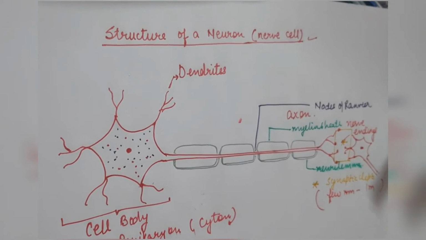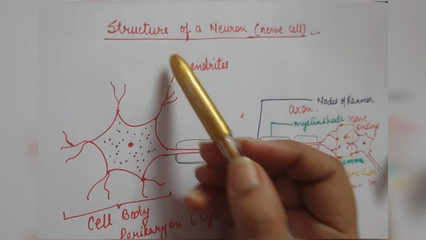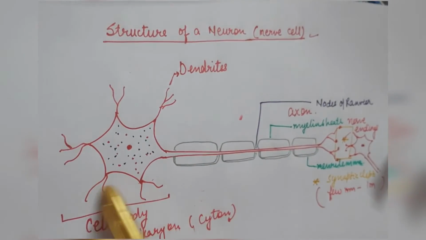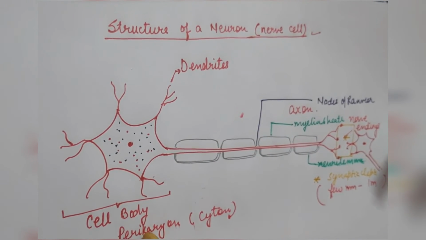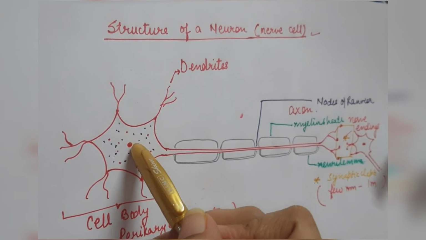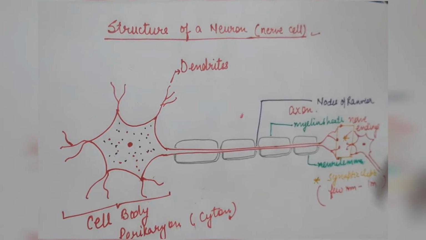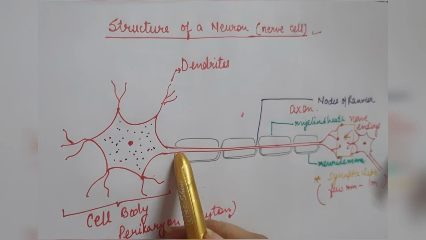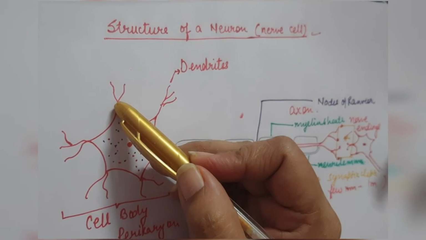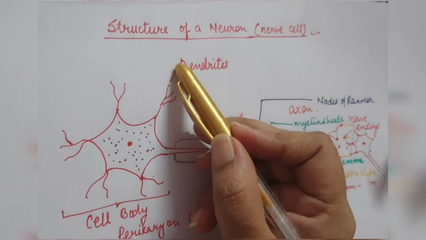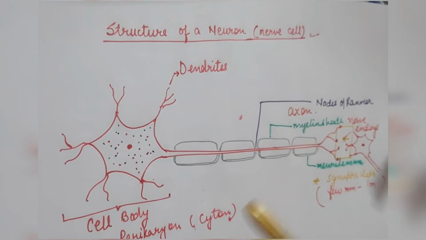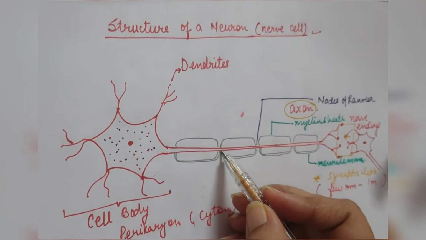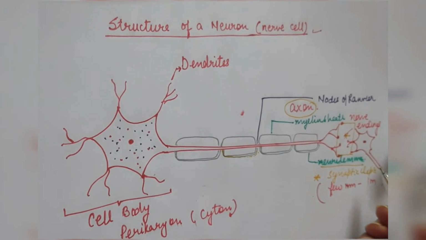I hope I am clear with the structure of the neuron. I'll just revise it. The neuron has three main parts: the cell body, dendrites, and the axon. The cell body is the main cell, which consists of different organelles like the nucleus and cytoplasm. Except the centrosome, all the other organelles are present. Dendrites are extensions of the cell body which receive the stimulus. Then one of the dendrites is a long process known as the axon. This axon is covered by a myelin sheath, and the outermost thin layer is known as the neurolemma.